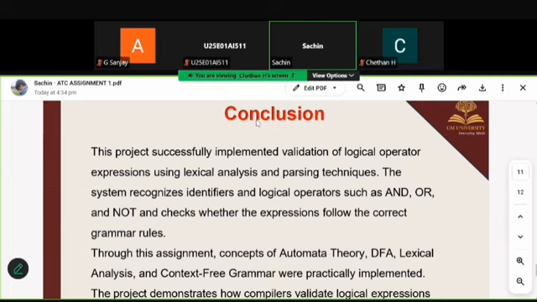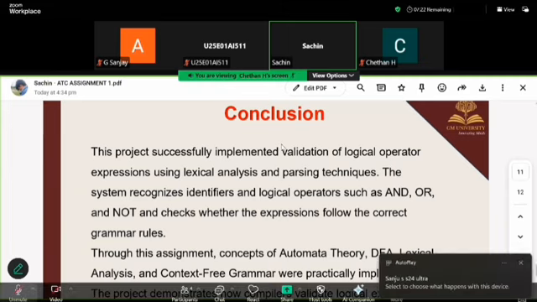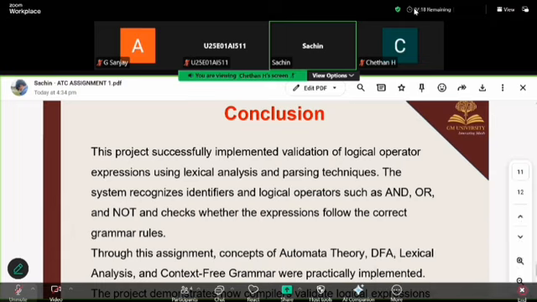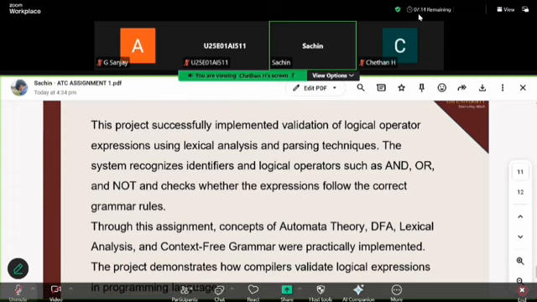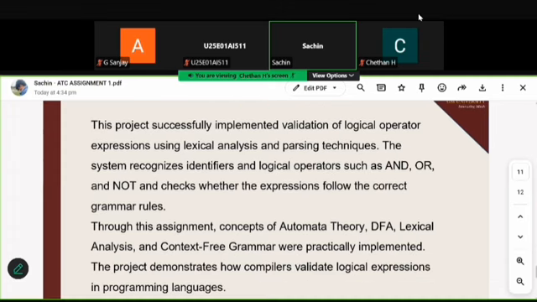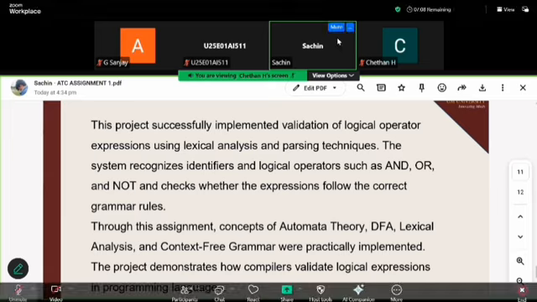Conclusion: the project successfully demonstrates DFA concepts, lexical analysis, parsing, and context-free grammar validation. It shows how a compiler analyzes the validation of logical expressions in programming languages.